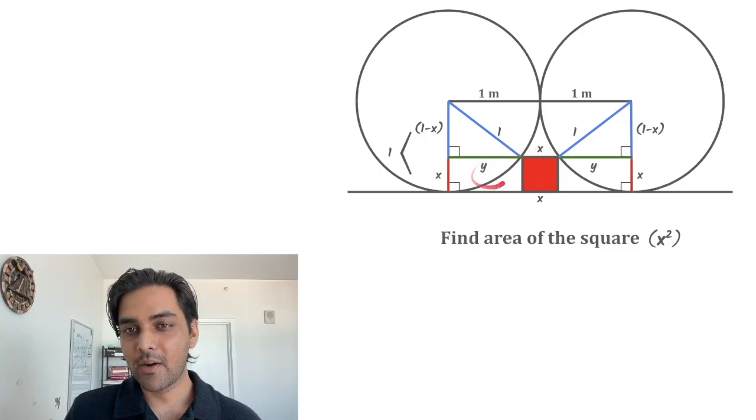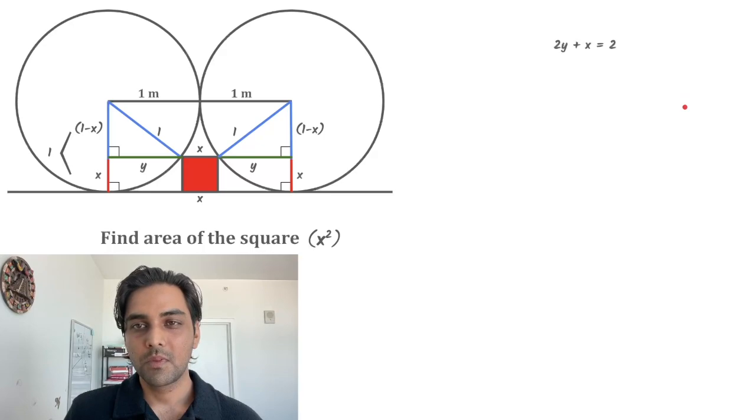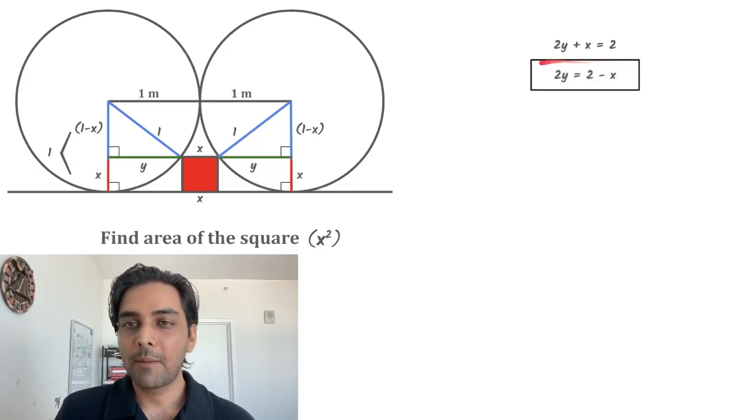And we know that y plus x plus y is equal to 1 meter plus 1 meter. And that will give us another equation. Alright, now let's write down these equations and get solving. The first equation we have is 2y plus x equals 2. Let's subtract x from both sides, and that gives us 2y equals 2 minus x. I'm going to box that and keep it for later.